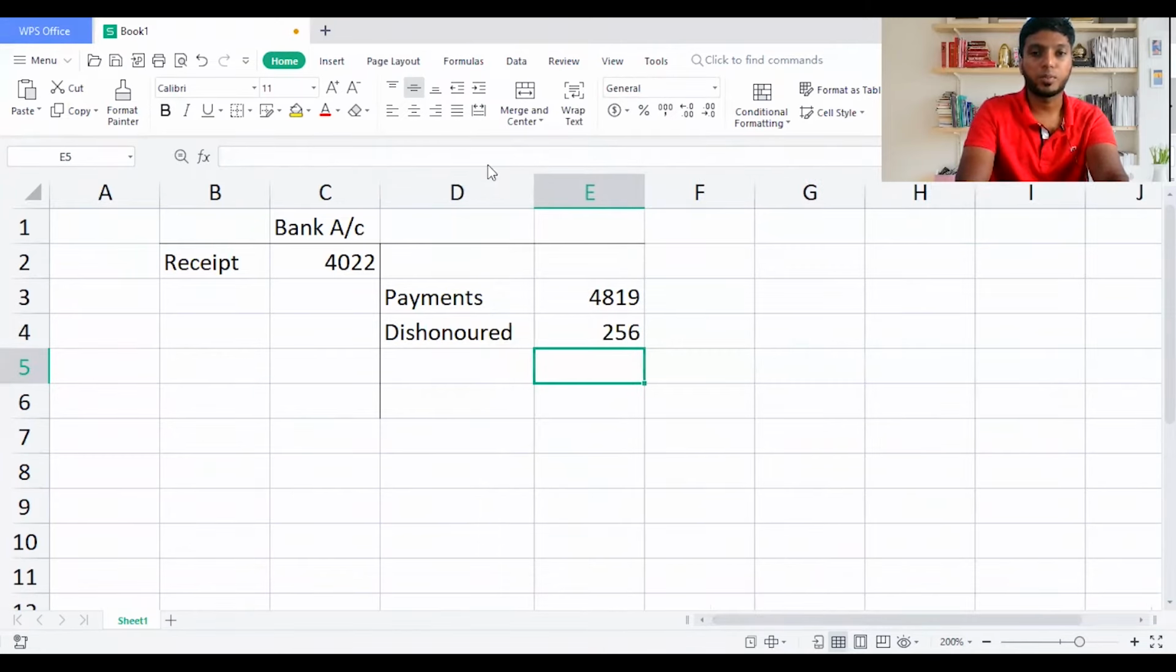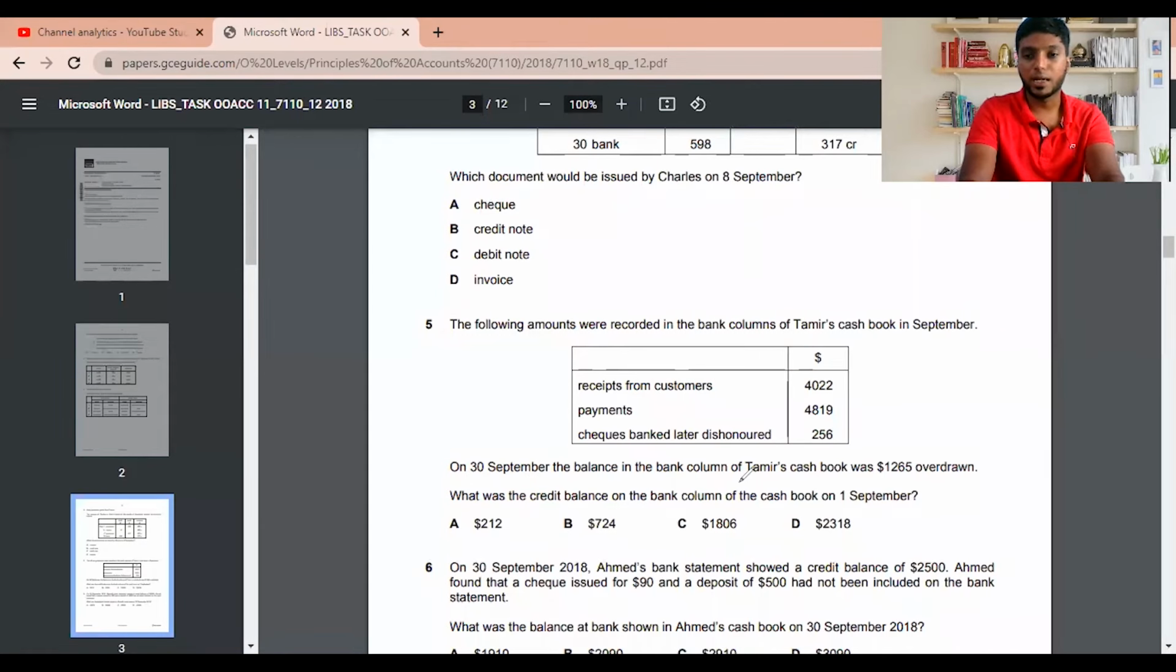Now let's move on to the next part of the sum. They're also saying that on 30th September, the balance in the bank column of Tamir's cash book was 1,265 overdrawn. So they are saying that at month end you had an OD balance, an overdraft balance, which means your balance should start from the beginning of the month. It should be a credit balance. Here they are asking what was the credit balance on the bank column of the cash book on 1st September.